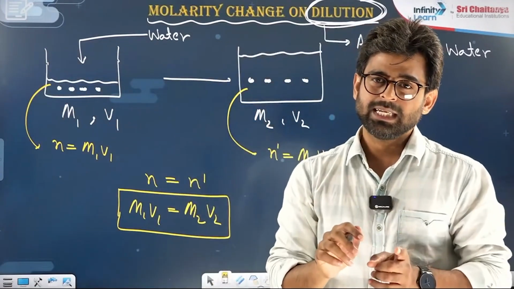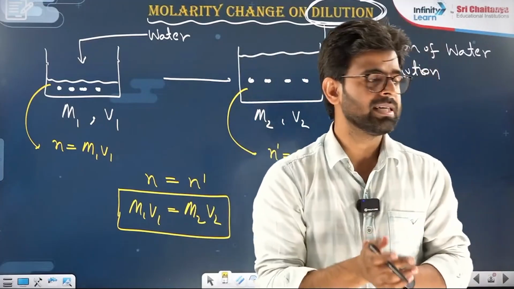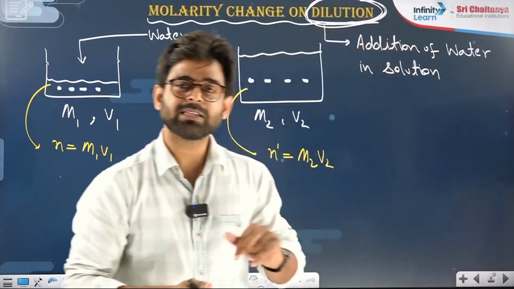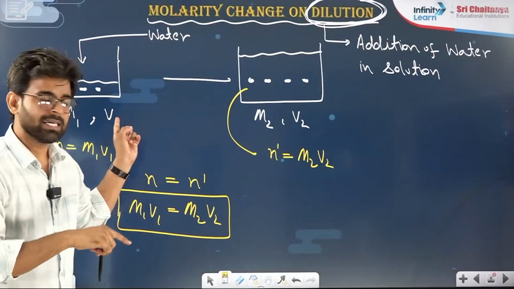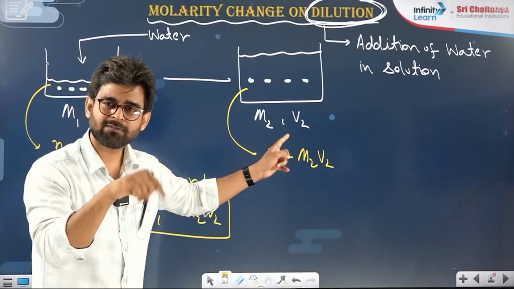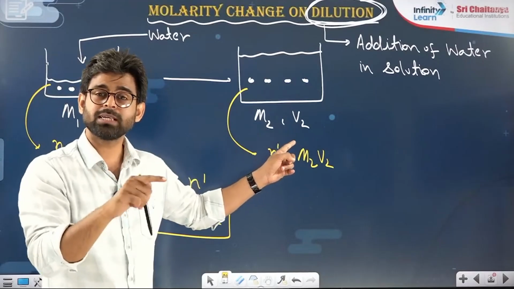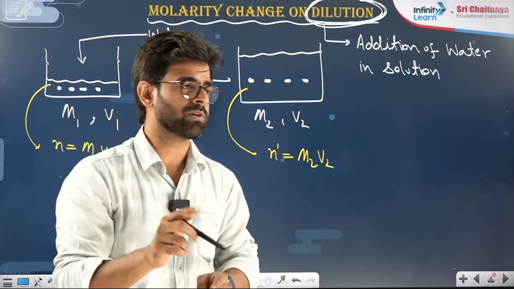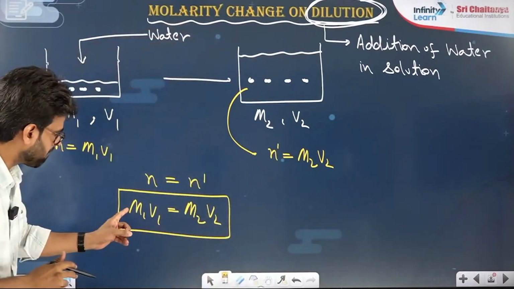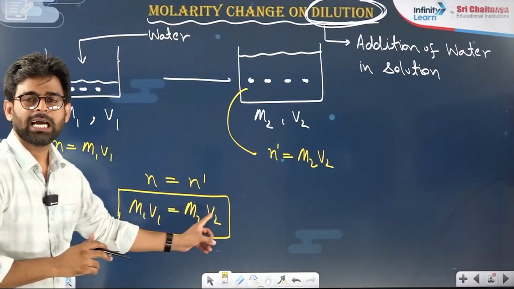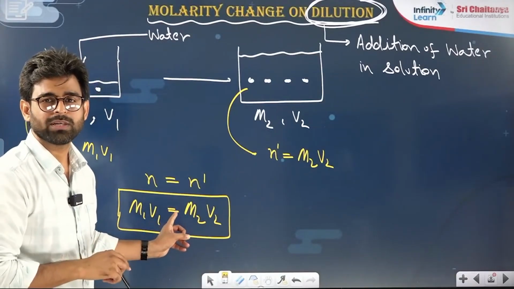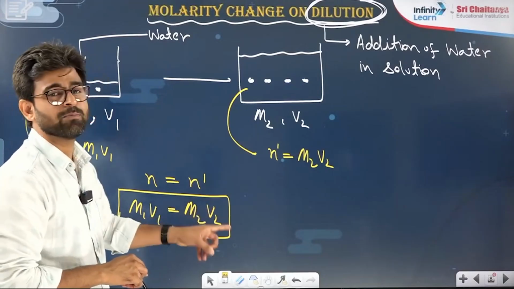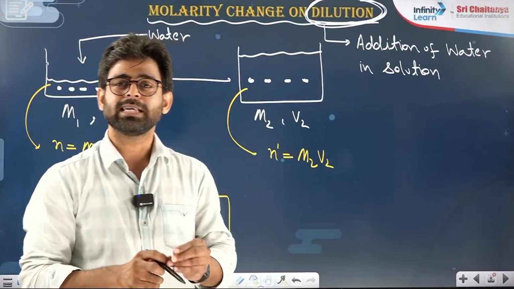I'm saying once again, questions on this we will do in the next class, right? I'm saying once again, it is a solution before dilution. It is a solution after dilution. What is the meaning of dilution? Extra addition of water, right? So from here I can say M1 V1 equals to what? M2 V2. The molarity into volume before dilution will be same as molarity into volume after dilution.